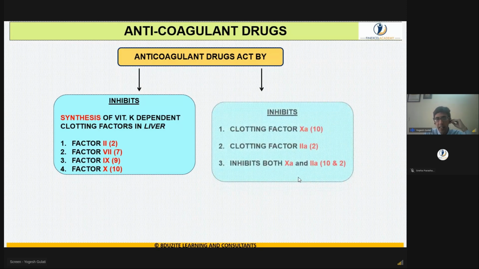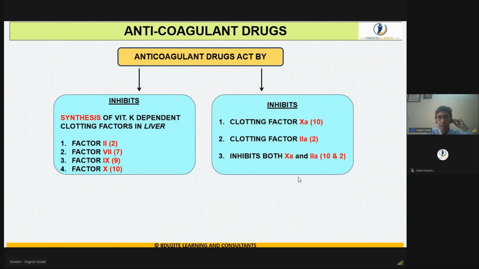On the other hand, on the right side, there is another group of drugs which do not block the synthesis of vitamin K dependent clotting factors, but they block already formed clotting factors. So they are already circulating in the blood. So they attack those factors and kill them. So which are the two factors we talked about in the previous slide? It was number 10 and number 2 in the common pathway.